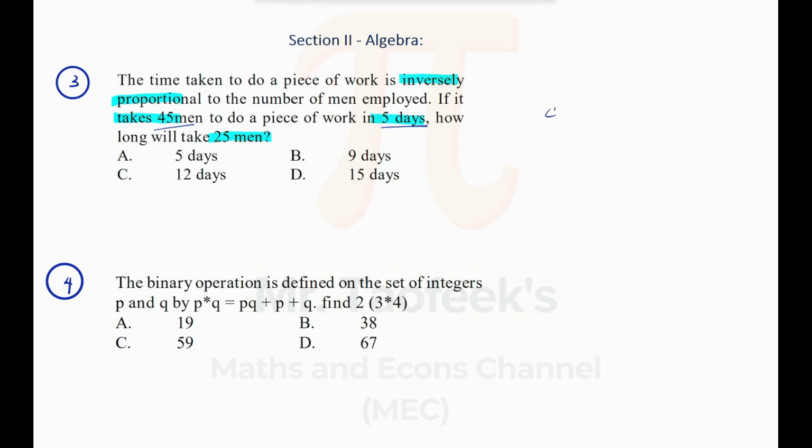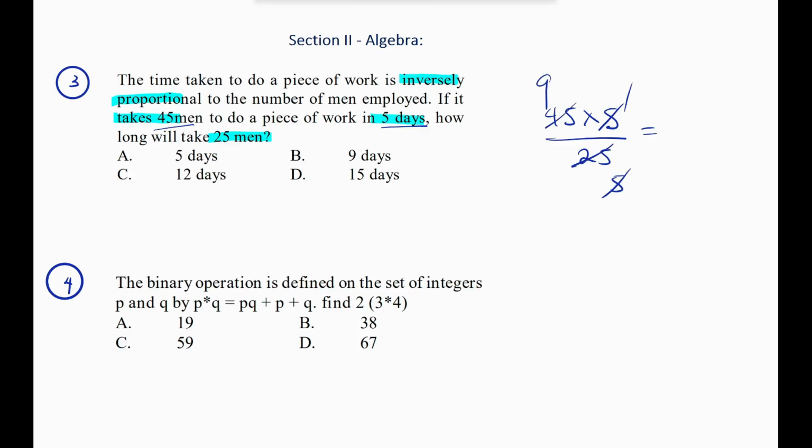So all I have to do is 45 men times 5. This basically gives me how many days it is going to take one man to do the job. And finally, I divide by 25 men, because now I need to know how many days it's going to take 25 men to do the same work. So it's very simple, just divide. 5 into 5 is 1, and 5 into 45 is 9. So the answer is B.